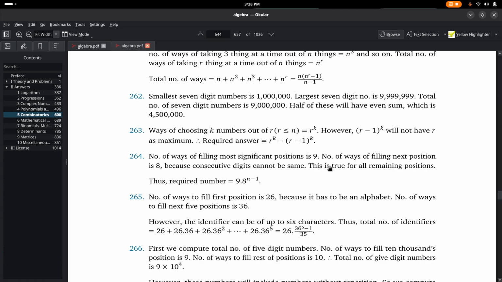Now the next position can be filled by any digit which has not occurred at the most significant digit. Say you place 1 at the most significant digit, then the next digit cannot be 1. So we will have 8 ways. Suppose we chose 2. Then at the next digit we can put 1 but not 2. So consecutive digits cannot be same. So it will always be 8 after the first position. So the required number is 9 multiplied by 8 to the power n minus 1.